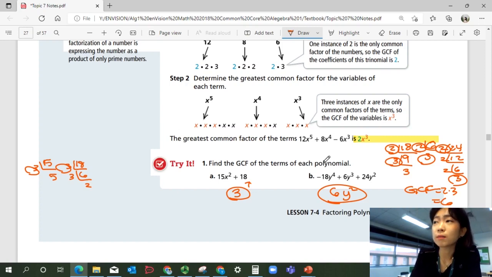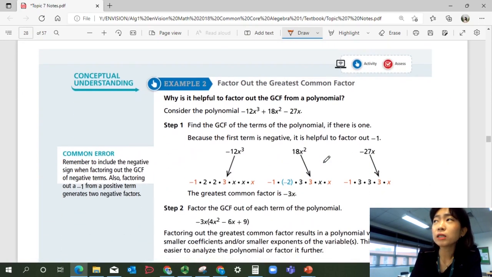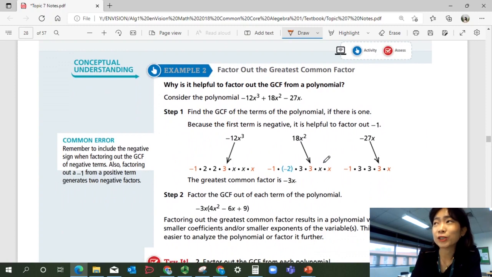All right, let's go to example 2 on the next page. Factor out the greatest common factor. So now, why did we learn how to figure out the GCF for each term in the polynomial? Why is it helpful to factor out the GCF from the polynomial?